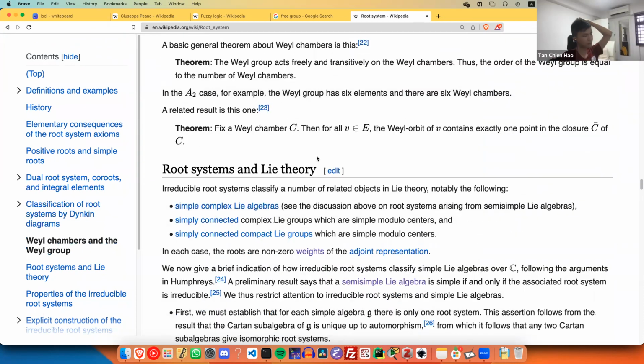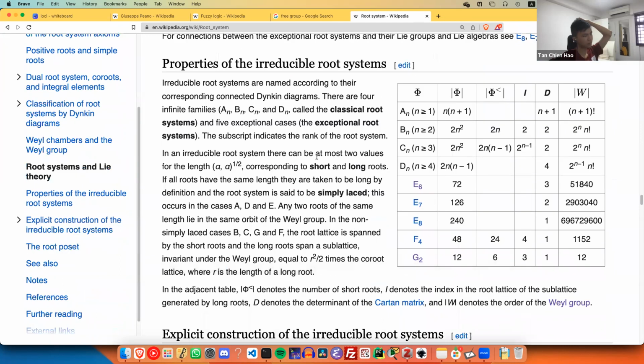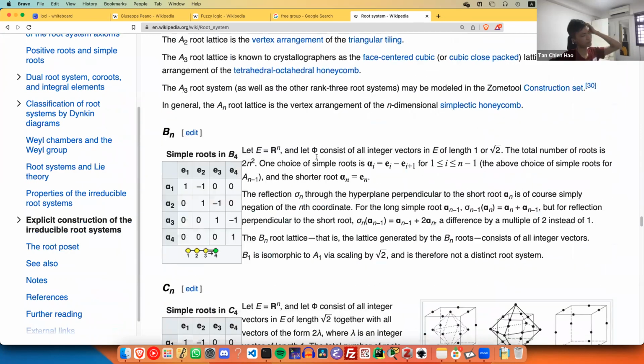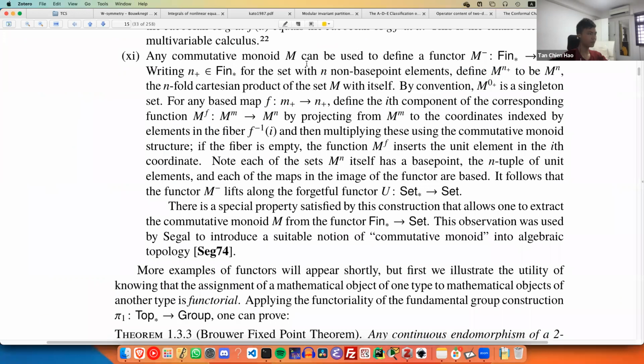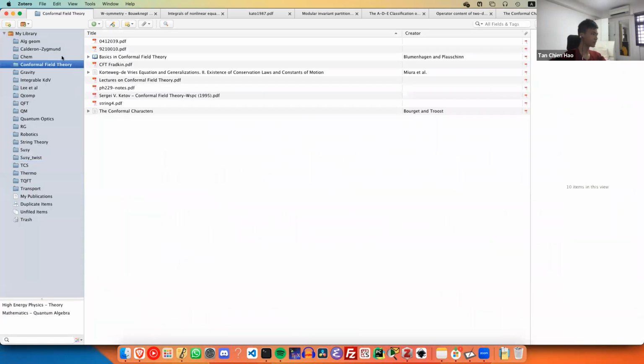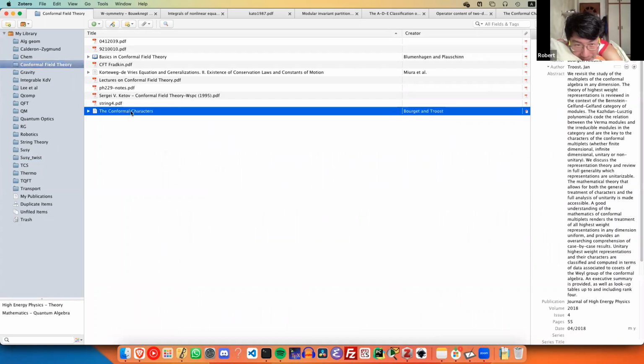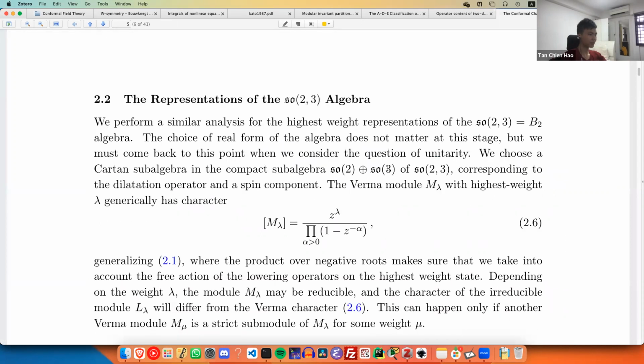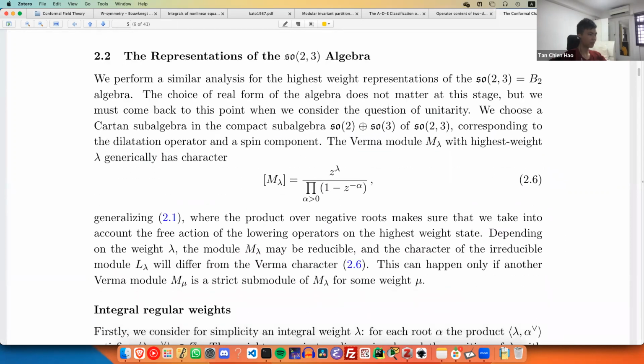Coxeter groups. I think I know. It's okay, I'll just show you what I'm trying to study recently. Conformal field theory. What is conformal field theory? Characters. This is the book that I'm trying to understand. Then they're talking about Verma modules.